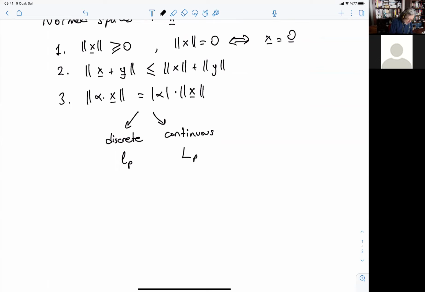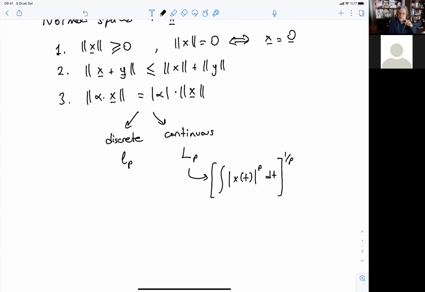For example, the uppercase L_p norm is something like this. It's an integral of the absolute value, or the magnitude, of x of t, as we know this is the continuous signal, to the power p dt, integrated from minus infinity to plus infinity, or through the support if it has finite support, and then to the power 1 over p. It's like taking the pth power first and then the pth root.